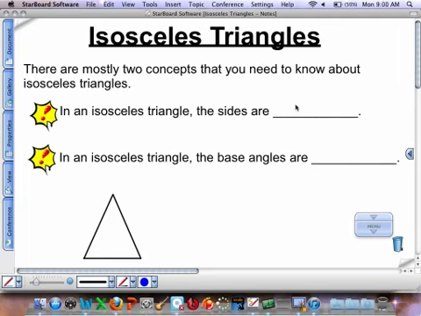Alright, now guys, when we look at today's lesson, we're just going to be looking at isosceles and equilateral triangles. And guys, we're going to make this really easy today. Super, super easy. There's basically two things you need to know for today's lesson.